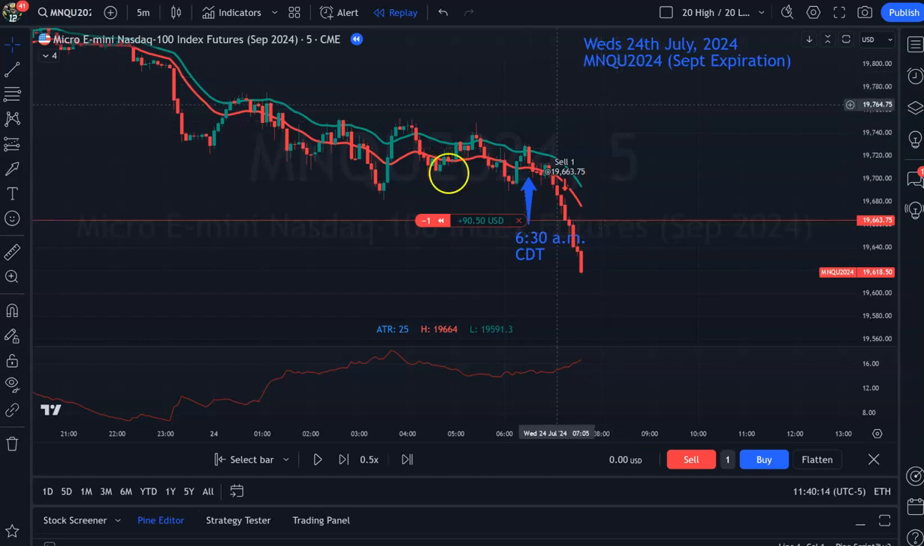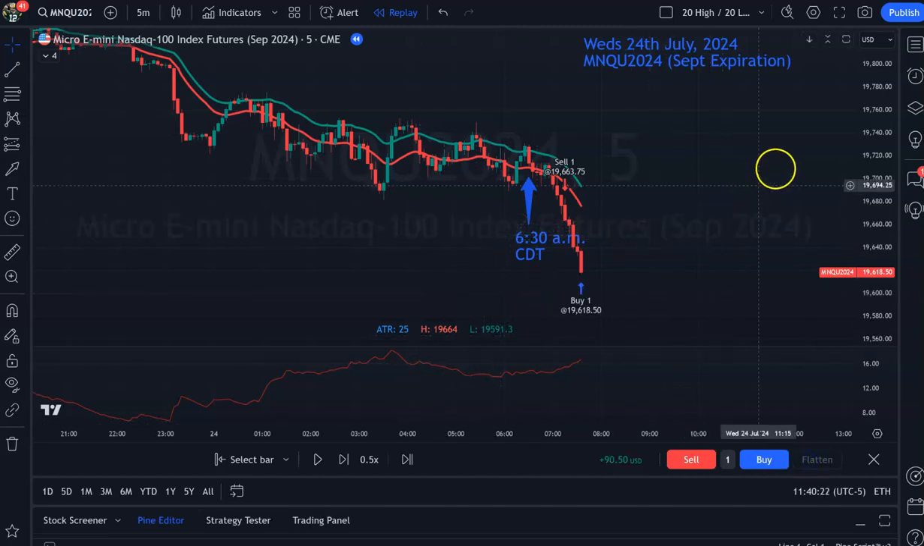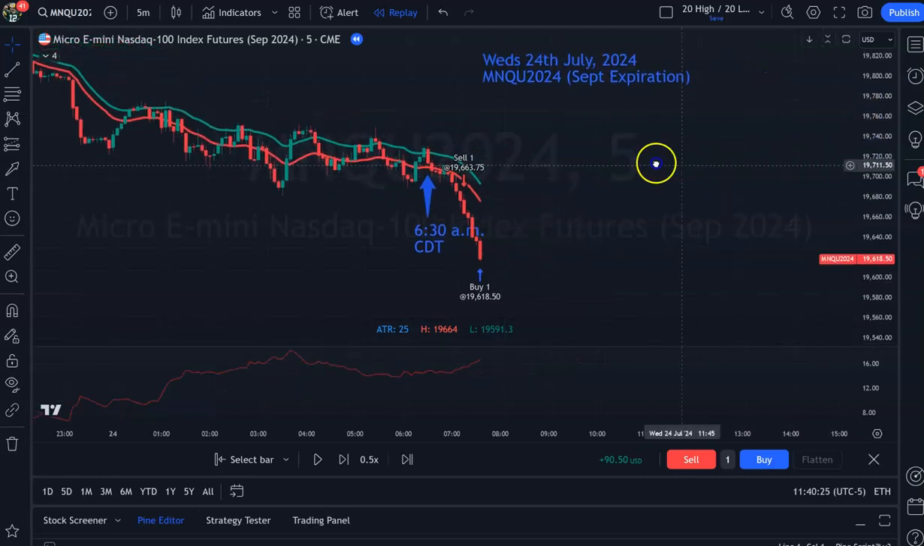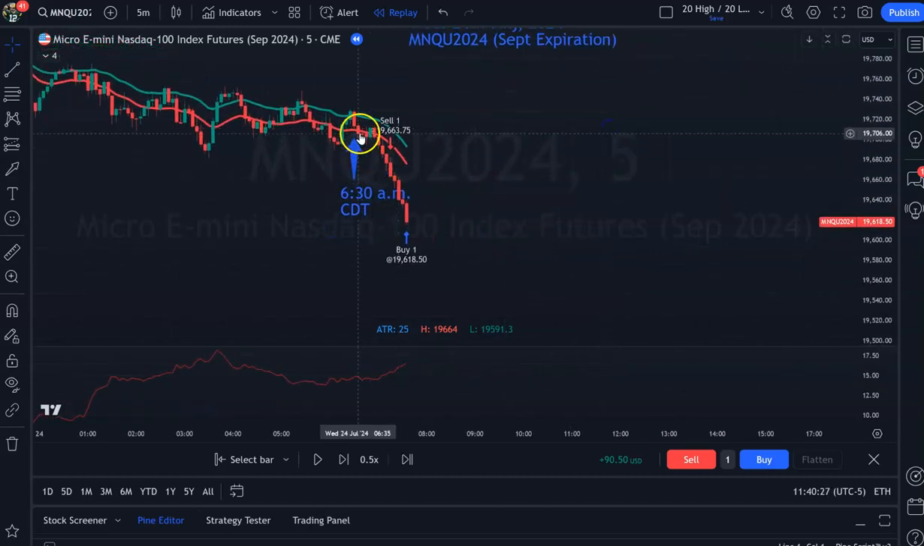Remember, this is one MNQ contract, so this is $2 a point, and at this point we're $90 to the good. I'm going to go ahead and flatten that, because what I am shooting for is anywhere from 40 to 50 points in our direction, with a maximum loss of, say, 25 to 40. So about a 1-to-1, 1.5, or 2-to-1.